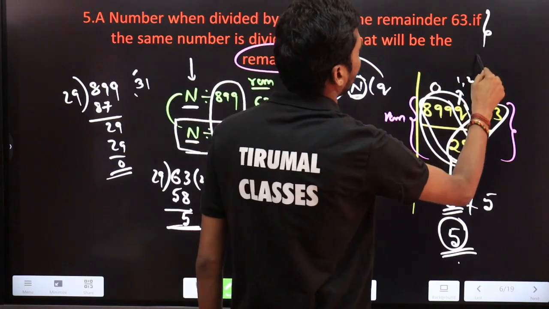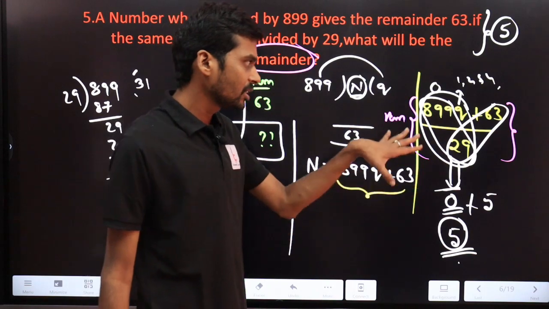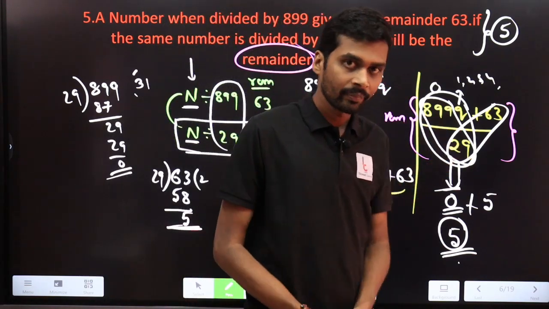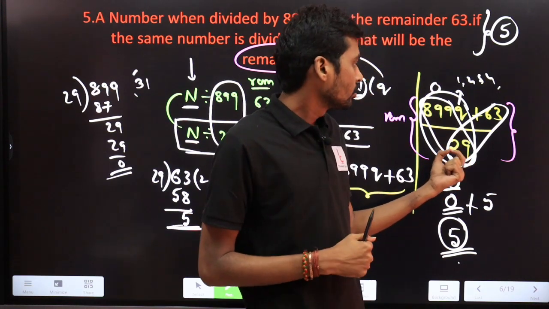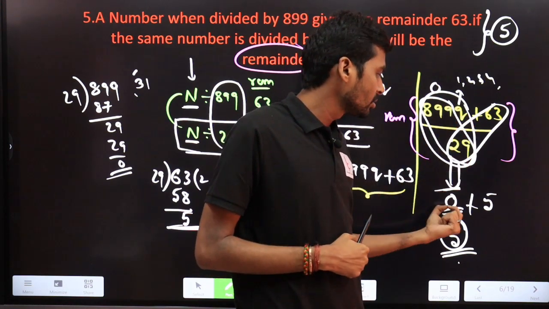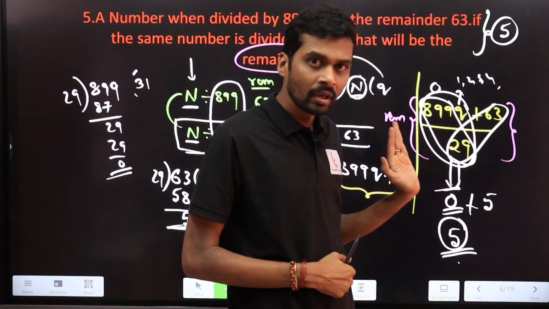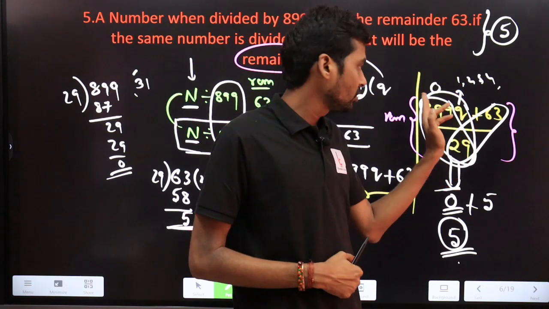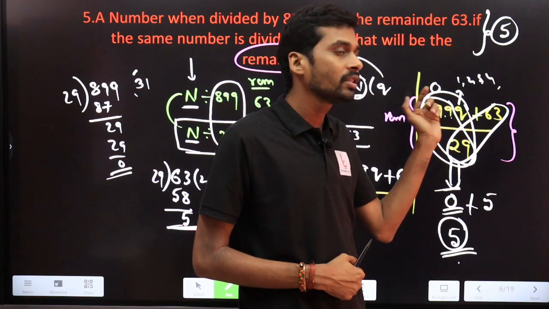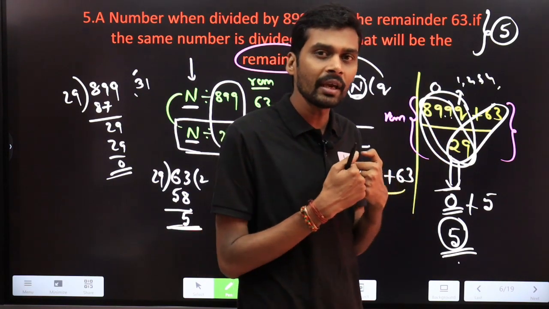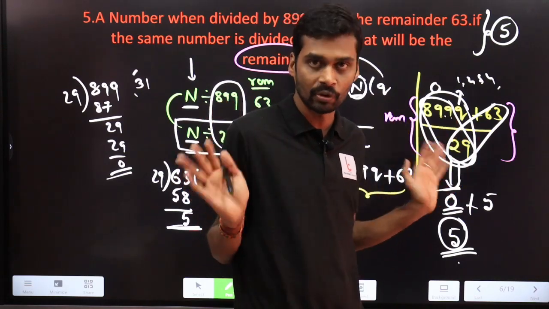So what is the answer? Final answer is 5. But by the way, if you look at this 899q by 29, since 899 by 29 leaves the remainder 0, 0 into any number is 0, so we don't mind about the q value. Even if q is 1, 0 into 1 is 0. If q is 2, 0 into 2 is 0. The q value can be any number, still we have the same remainder, that is 0.